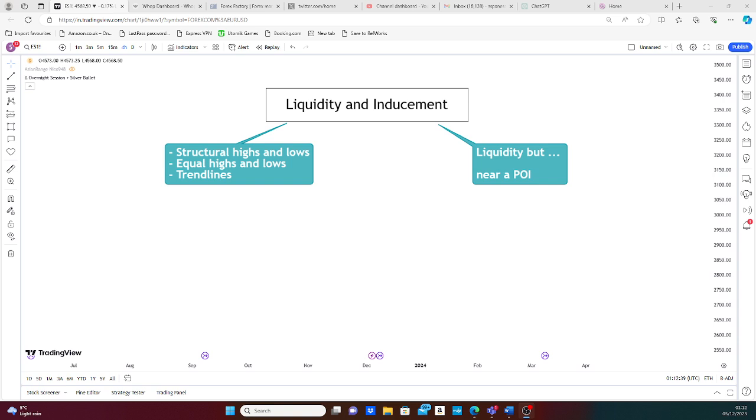So in today's video, we're going to be discussing the concept of liquidity and inducement, something that's used a lot in the SMC space, specifically not so much the ICT space, but more the SMC space. So we're going to be discussing what liquidity is and then what inducement is.